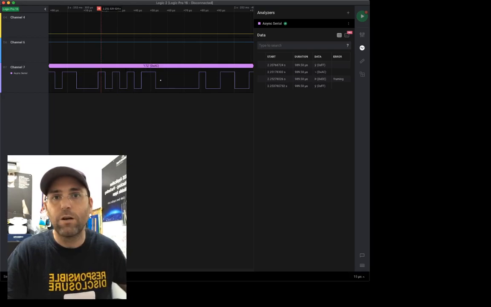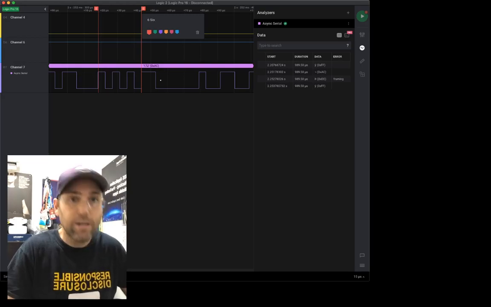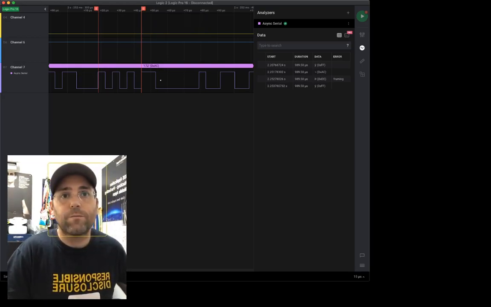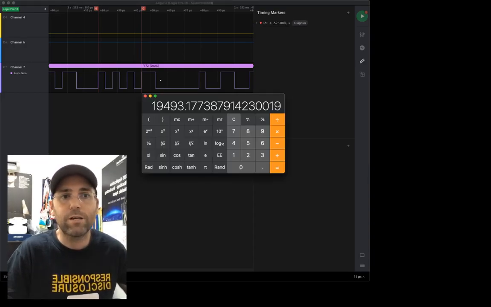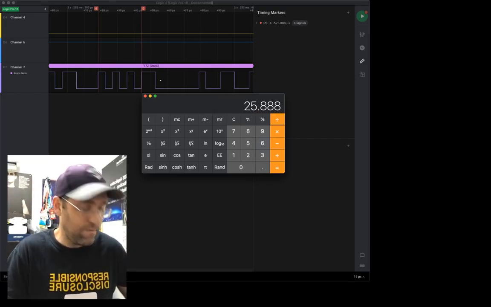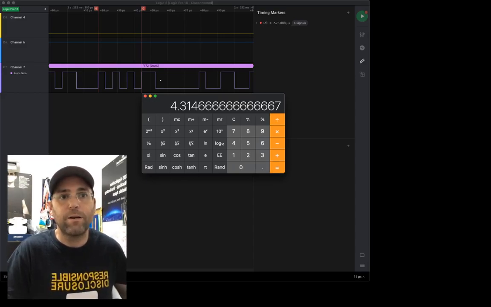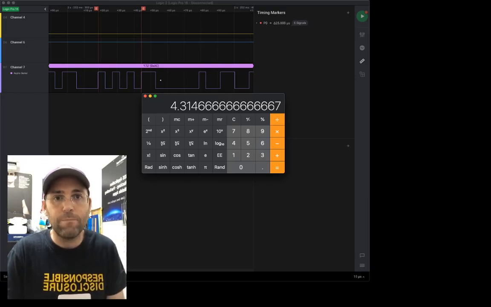We just need to have some kind of an average. So what I'm going to do, I'm going to add some markers and count signals: 1, 2, 3, 4, 5, 6. Okay, 6 signals, and 6 signals take 25.88 microseconds. So I'm going to take that number and divide it by, as we said, 6 signals. Okay, so we have a 4.31 average for bit time in microseconds.